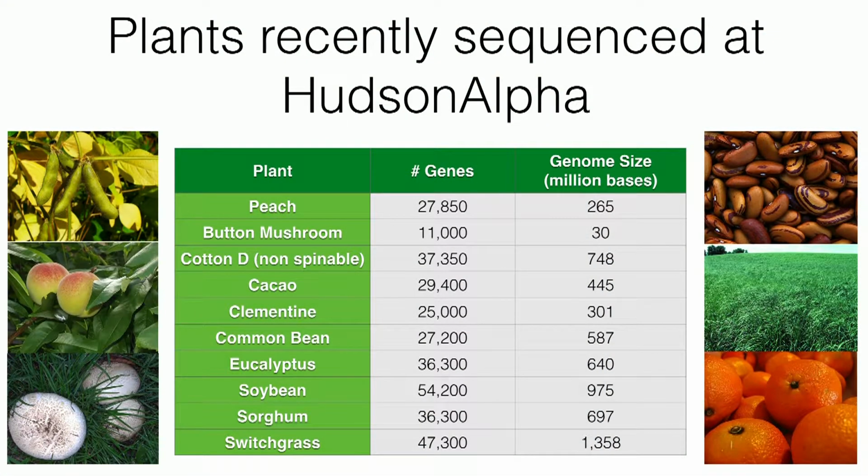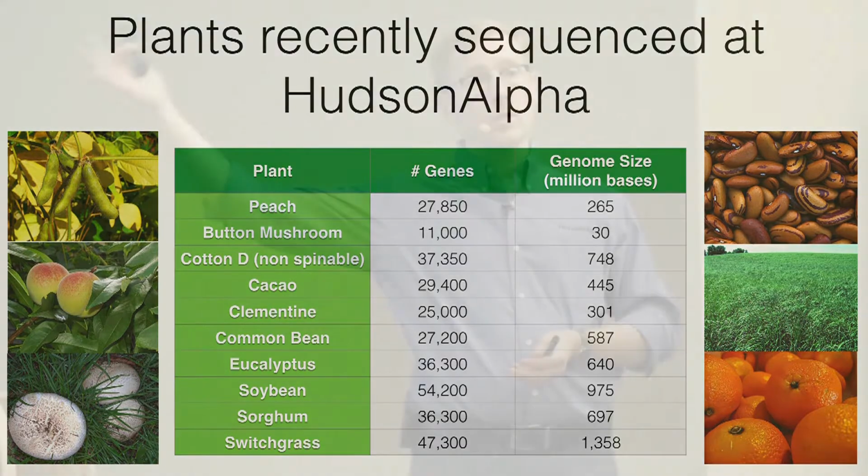And this gives you a quick overview of some of the plants that they have worked with over the last couple of years. I want to point out soybean. They are the soybean experts. They really are. And I find it wonderful that every few years, the fields around HudsonAlpha rotate what they grow. Sometimes it's cotton, sometimes it's soybean. And I love when soybean is grown. They've also worked on some varieties of cotton and the peach and the common bean and eucalyptus.